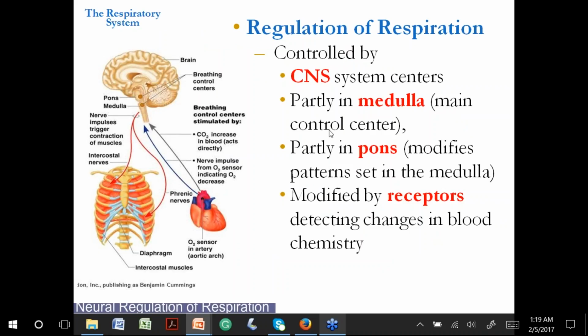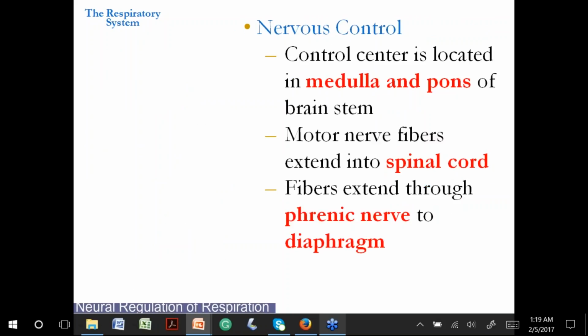Regarding the regulation of respiration, we need to remember that we have a central and a peripheral regulation. Central is part of the central nervous system, and peripheral is away from it. For the central regulation, very simple: medulla and pons. The pons is partially part of the respiratory center, but the main control center is in the medulla oblongata. Nerve control is by the medulla and pons, but mostly the medulla oblongata.